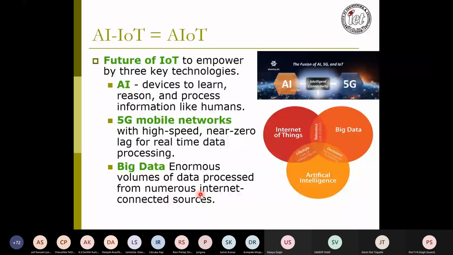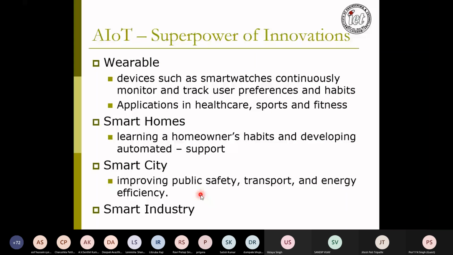So what are the advantages? What are the strengths that we are looking for with AIoT? We certainly see the superpower of innovations. Some devices, wearable devices such as smart watches, continuously monitor and track user preferences and habits, right? Applications in healthcare, sports and fitness can be easily monitored, easily progressed, easily managed. Smart homes learn a homeowner's habits and develop automated support.